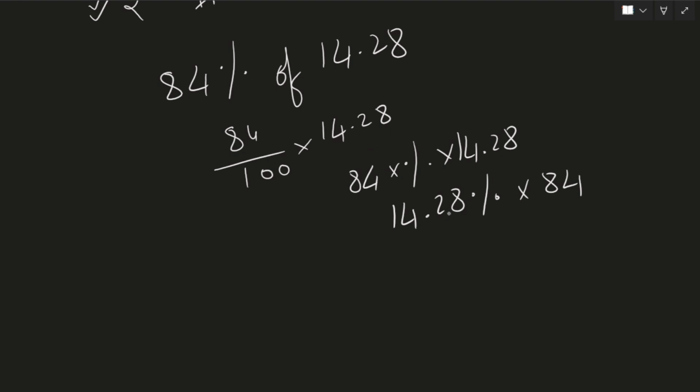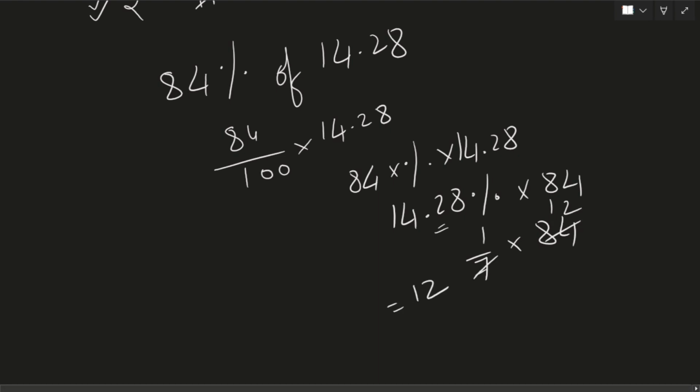So from the standard values we can write 14.28% as 1 by 7 into 84. 7 ones are 7, 7 twelves are 84. So knowing 14.28% is equivalent to 1 by 7 saved your time here. So in this way you can choose any conversion suitable for the question, which makes us solve the question faster.